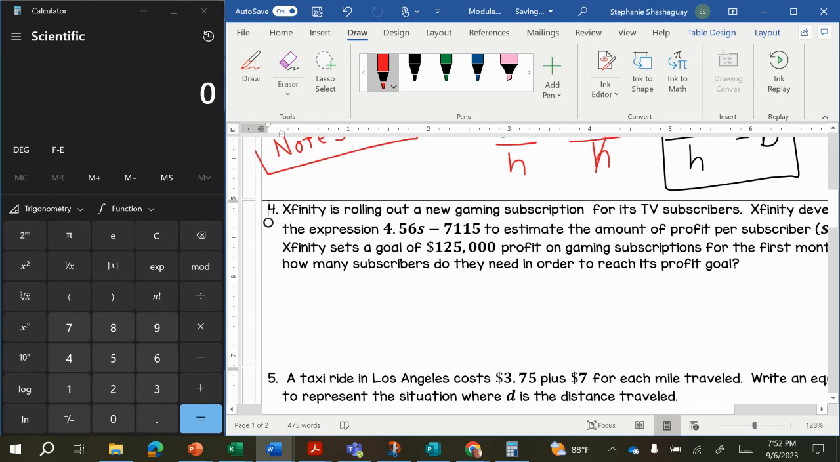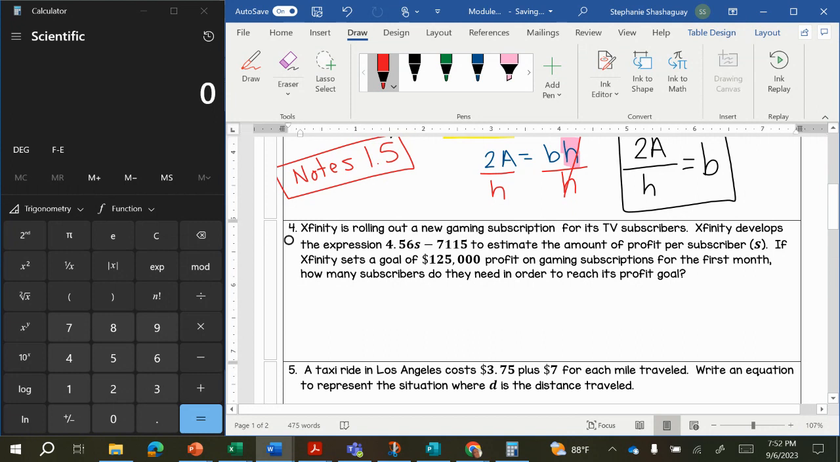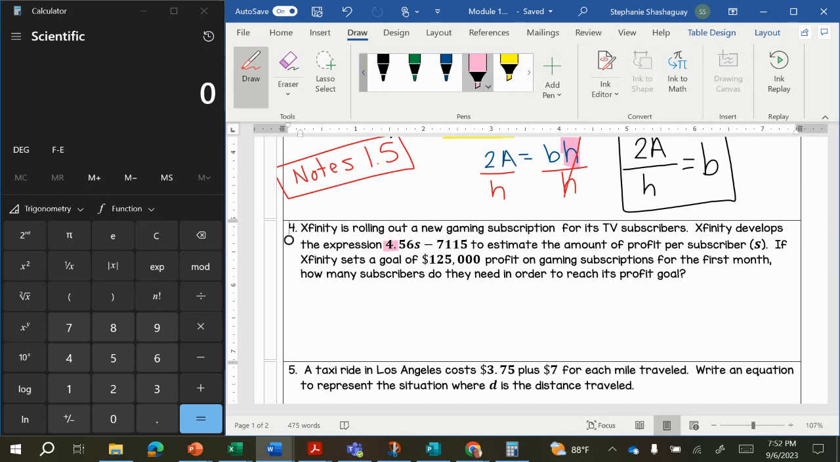All right, question number 4. Xfinity is rolling out a new gaming subscription for its TV subscribers. Xfinity develops the expression 4.56 times s minus 7,115 to estimate the amount of profit per subscribers. Okay, profit per subscribers, and they indicate that is the letter S. Well, that's the letter that we have in our equation there. If Xfinity sets a goal of $125,000 of profit on gaming subscriptions for the first month, how many subscribers do they need in order to reach the profit goal?